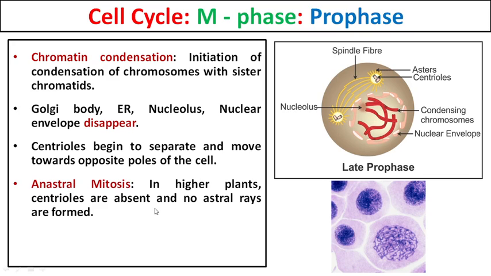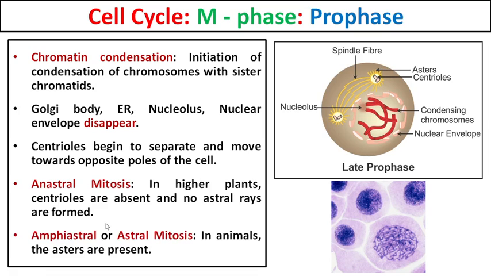In higher plants, centrioles are absent, right? So there are no astral rays which are formed. There will be no such astral rays or asters. Then the other type of mitosis is amphiastral or astral mitosis. In this case, the animals have centrioles. Even lower plants like fungi and some algae all have centrioles, so they will also show such kind of asters or astral rays. Clear? Right. So this is how the prophase looks.